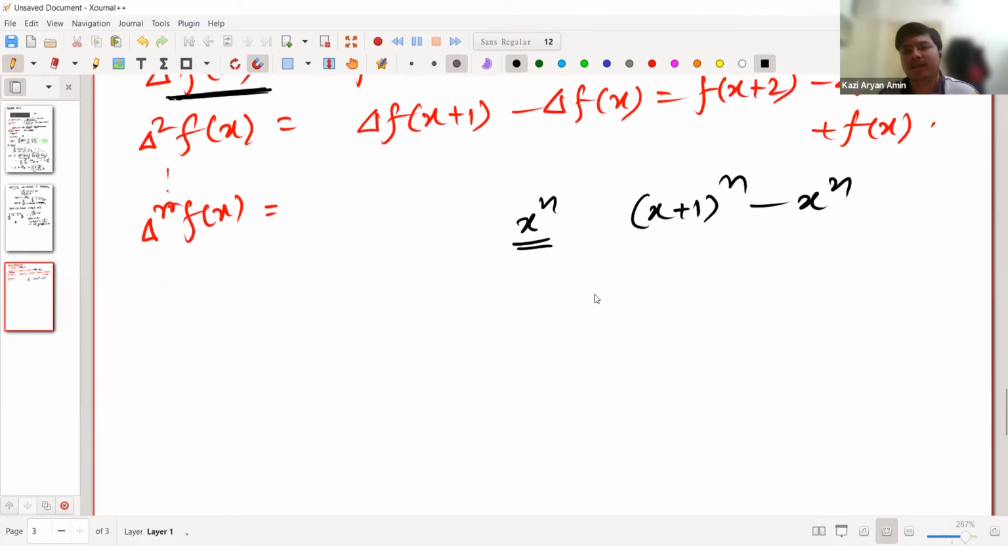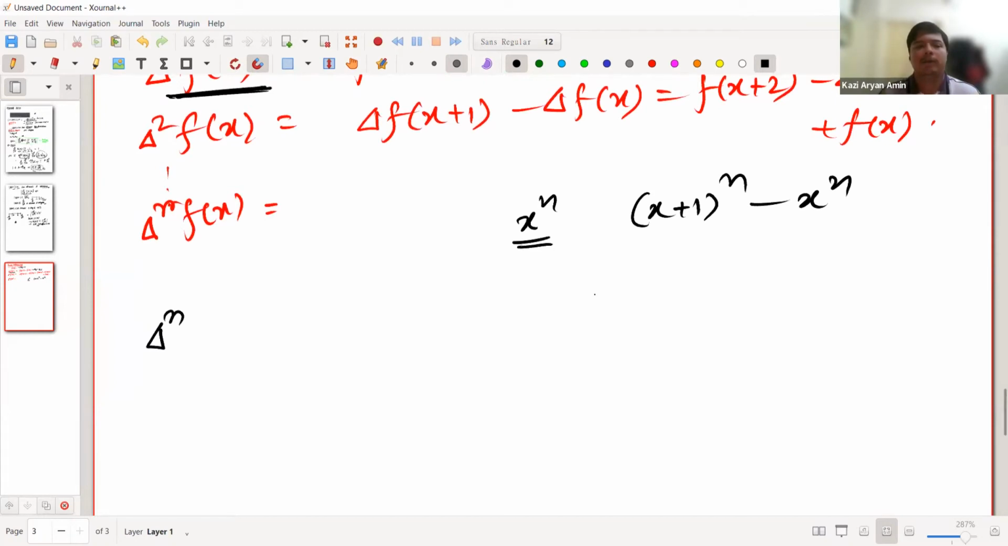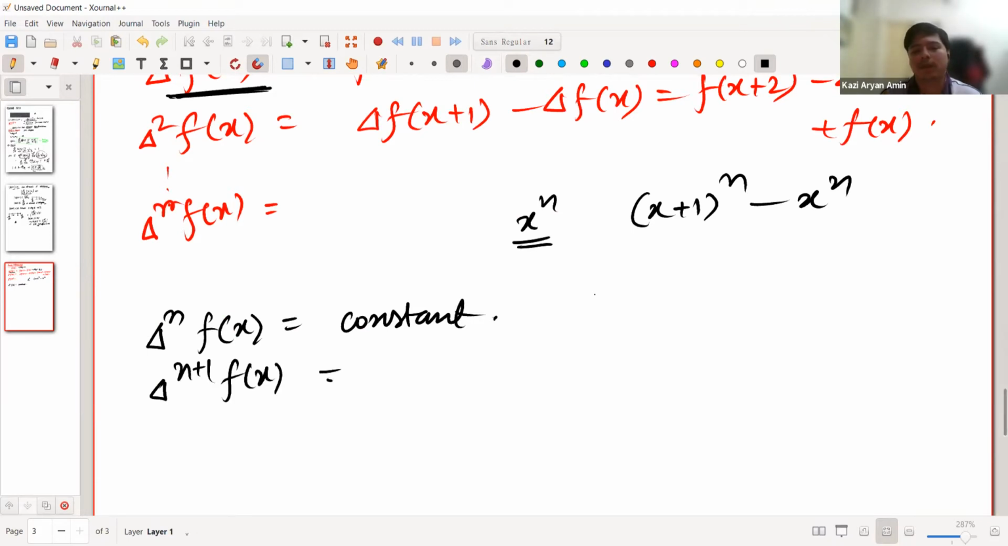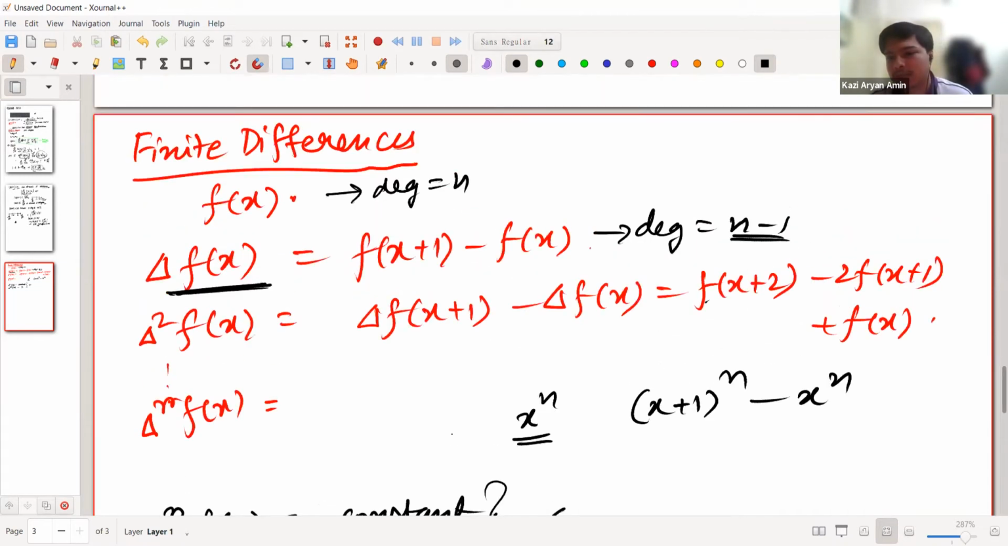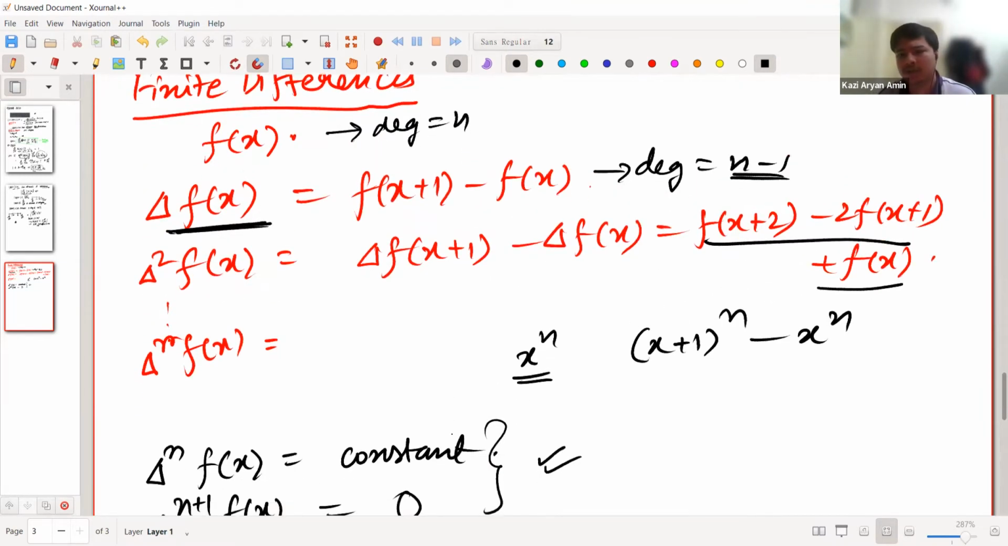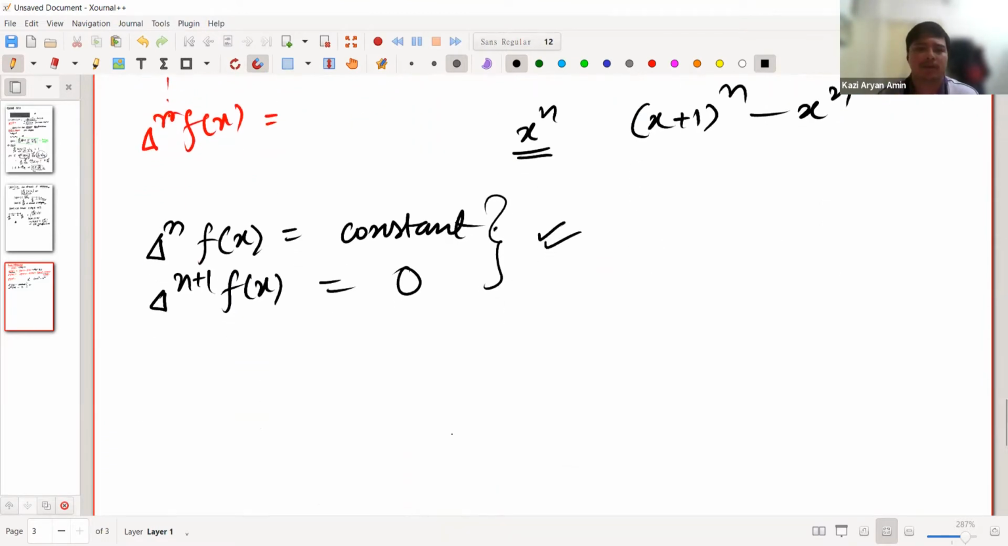So one thing that tells you is that the nth finite difference is actually a constant, and the n plus 1th finite difference is 0. So these are actually important things. First of all, we try to find a general formula for finite differences. So I'll just write out the formula, proven by induction basically, and we'll look at some important properties.